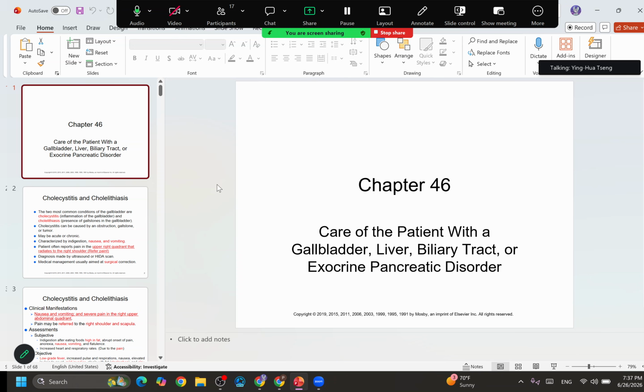So the GI system: the liver, gallbladder, and also pancreas. For these three organs, when we come back to study with the med-surg, I will give you an exam. That means we need to finish this. But on Tuesday I will go on to pediatrics. So don't worry about this.